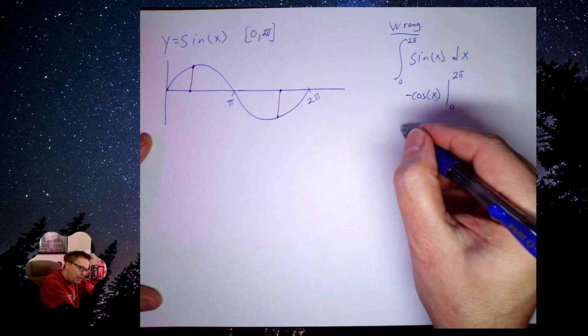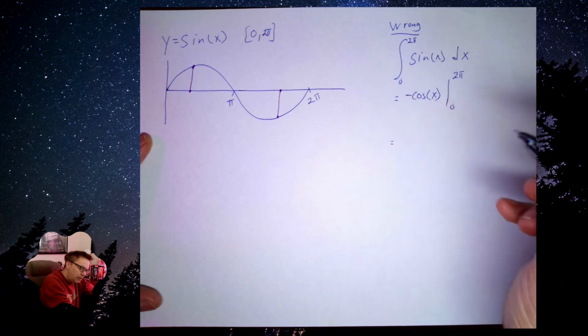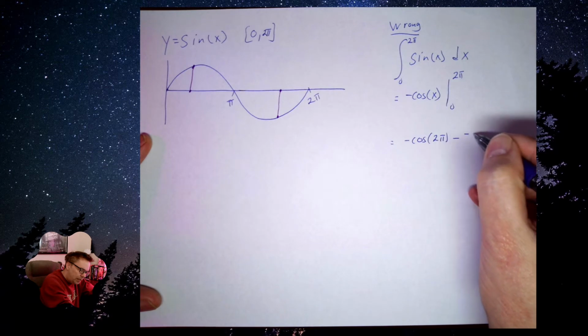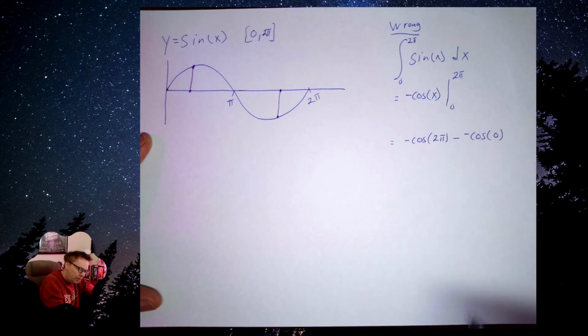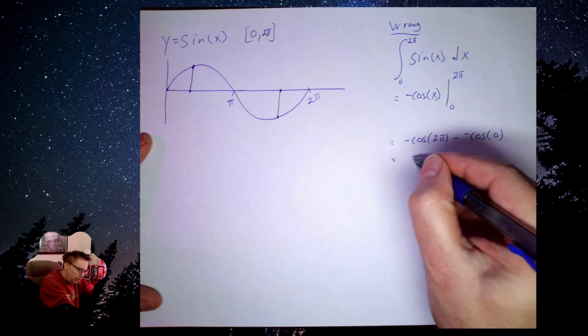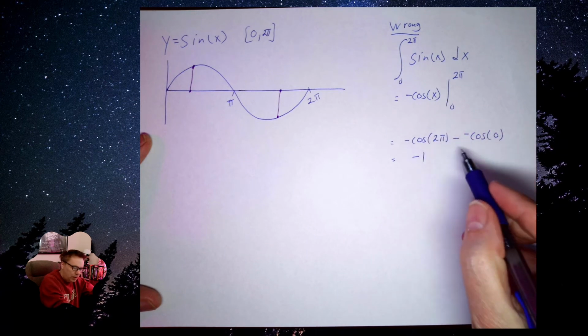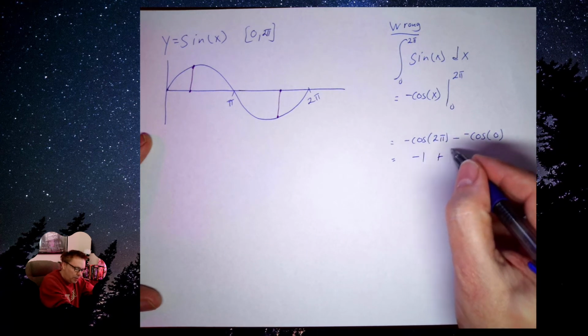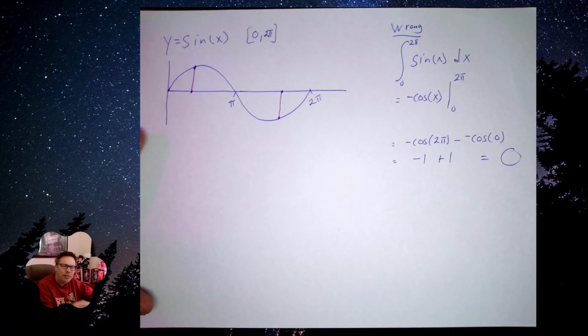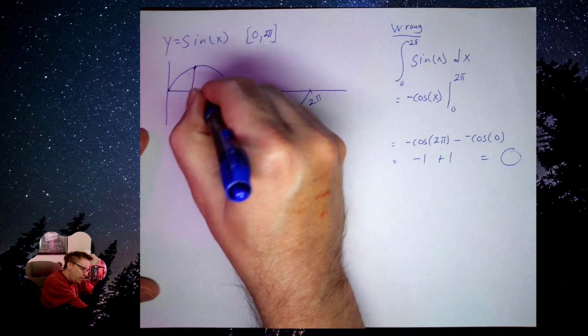So what do I wind up getting out of this? Well, I get negative cosine of 2 pi minus negative cosine of 0. Well, cosine of 2 pi is 1, so there's -1. Cosine of 0 is 1. This is +1, and I wind up getting 0. But this curve right here, this isn't 0. So the idea is to break these up into two regions.